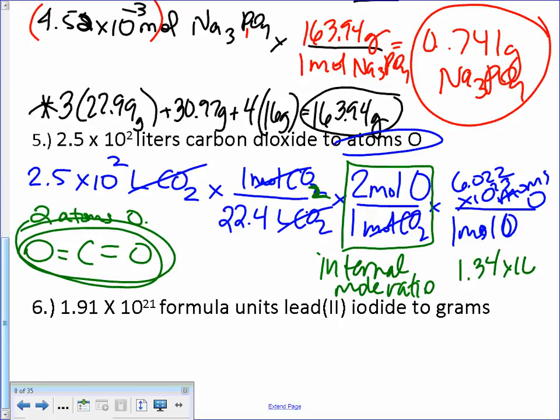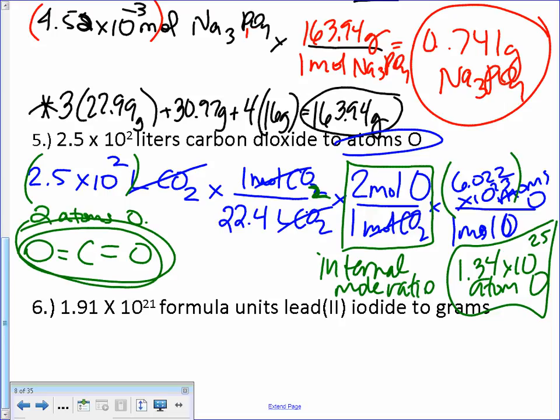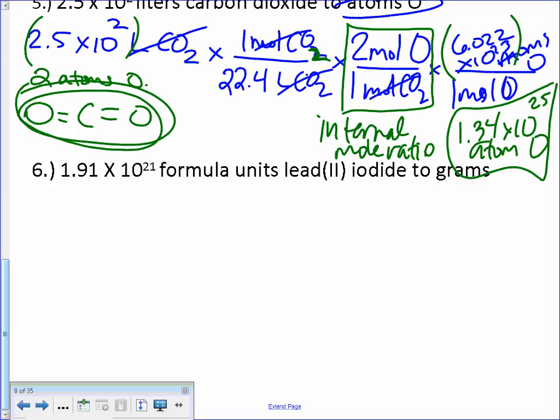1.34 times 10 to the 25th atoms of oxygen. Don't forget that it's 10 to the second over here, divided by 22.4 times 2 times 6.022 times 10 to the 23rd. Your final answer, would you have to make it to sig figs? Yeah, so 1.3. Good point, 1.3. That was my next step.